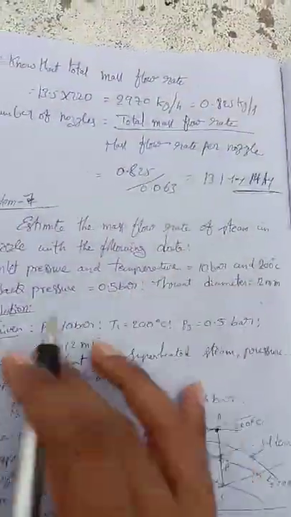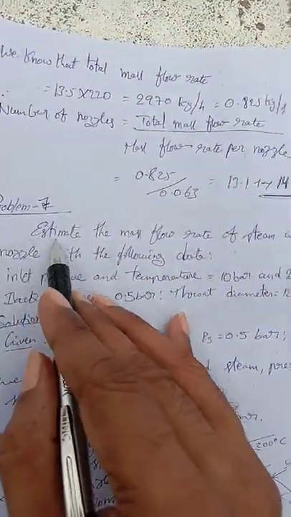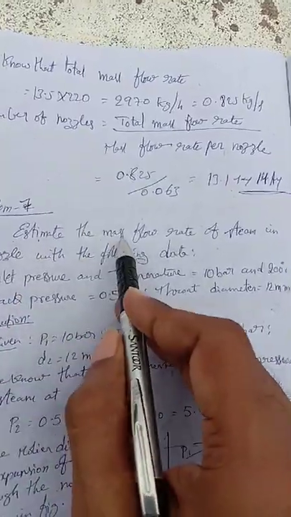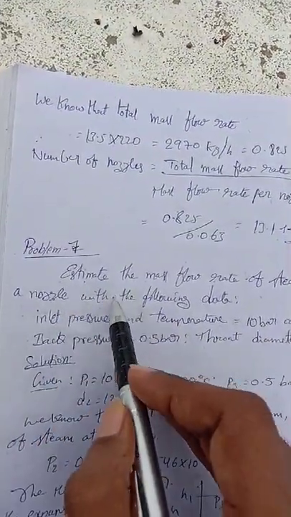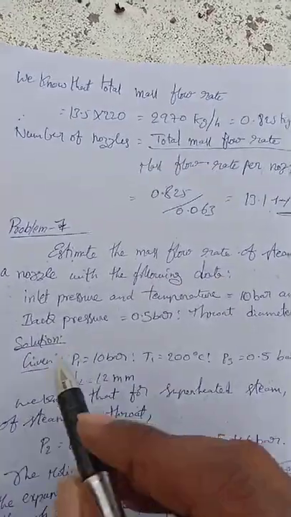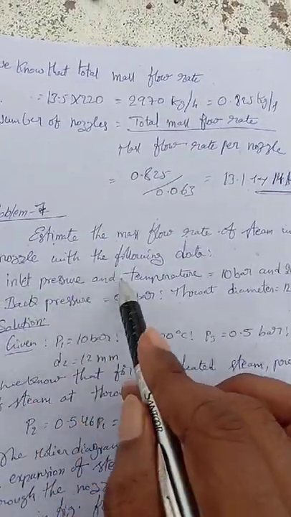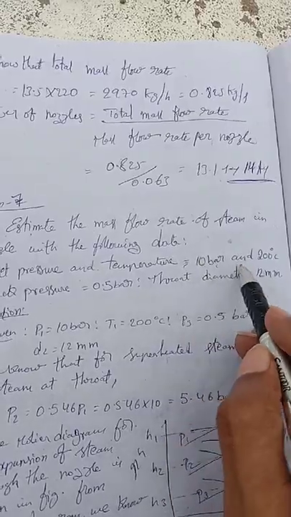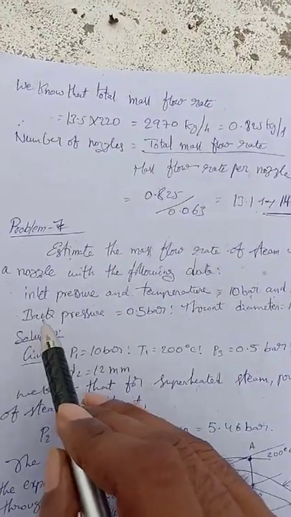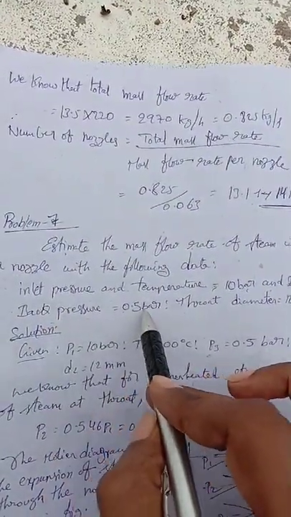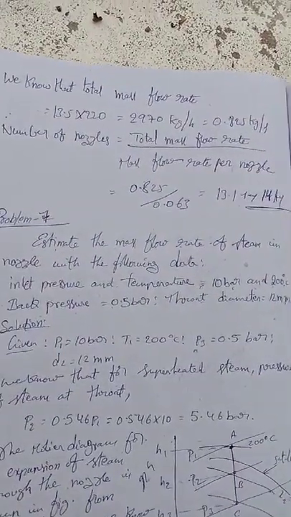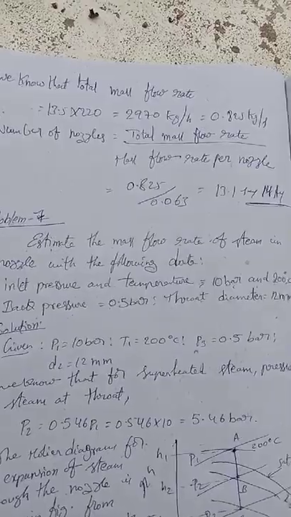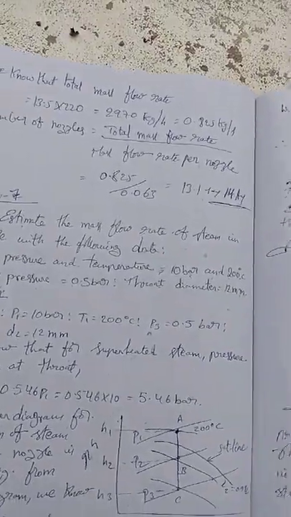Hi friends, we are going to continue with the next problem. Estimate the mass flow rate of steam in a nozzle with the following data. Inlet pressure and temperature are 10 bar and 200 degrees Celsius. Back pressure is 0.5 bar. Throat diameter is 12 mm. So we are going to estimate the mass flow rate M.